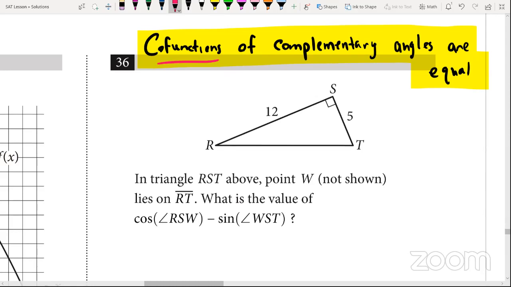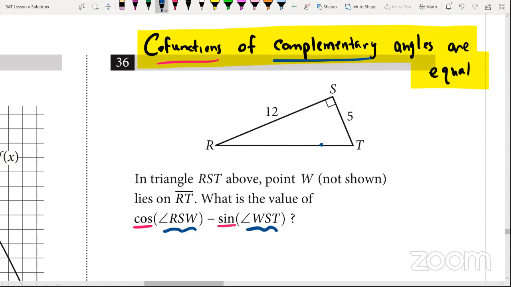So when we're talking about co-functions, we're talking about sine and cosine. In real trigonometry, that would also be tan and cotan or secant and cosecant, but we haven't seen those show up on SATs, sine and cosine. Complementary means the two angles add up to 90. So when I have a sine, cos, or tan trigonometry expression, the thing after the sine, cos, or tan is the angle. So cos of this angle and sine of this angle. So if those two angles are complementary, then yes, we have co-functions of complementary angles.